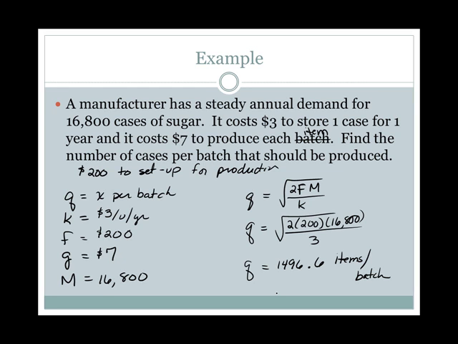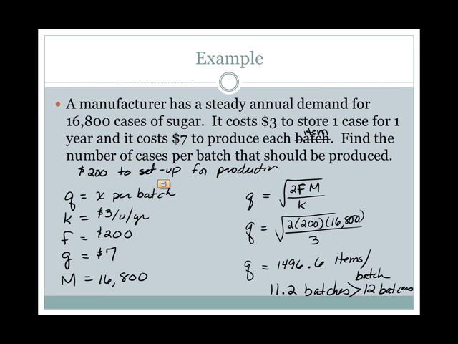Now we need 16,800, and we're making 1496.6 per batch. That means we're going to have to do 11.2 batches, which we would say we need 12 batches. Now be careful on MyMathLab, because they may want the 11.2. Click on View an Example to see how they want those answers put in.